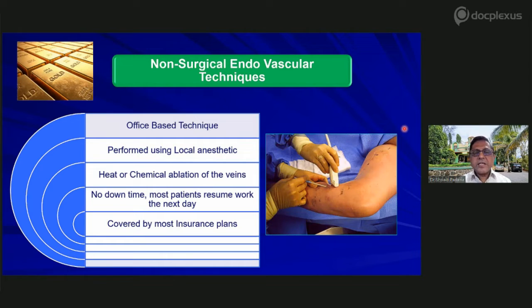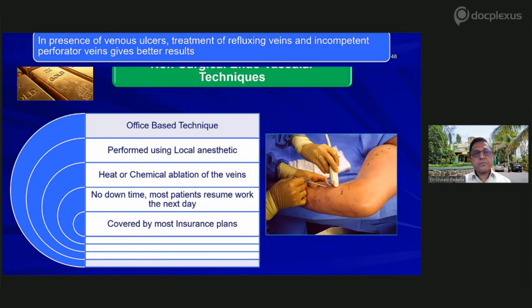However, the newer non-surgical endovascular techniques have taken the world by storm. And in the last 20-25 years, more than, as I said, 99% of cases abroad are done by these techniques. These are all office-based techniques, all performed using just local anesthetic. We use either heat or chemical ablation of the veins to close the veins. There is no downtime. In fact, most of our patients can resume work the very next day, and they are covered by most insurance plans.